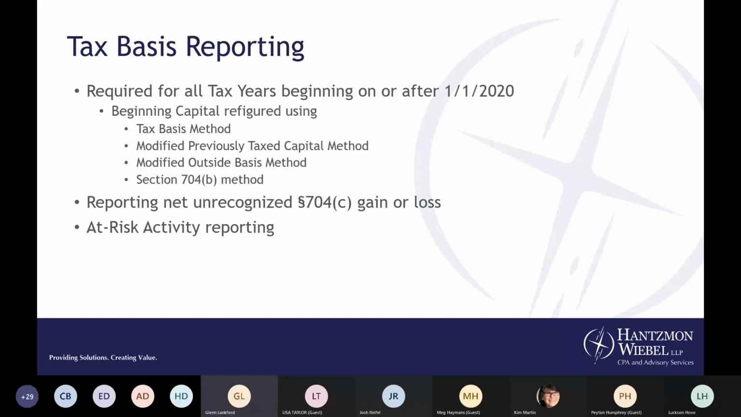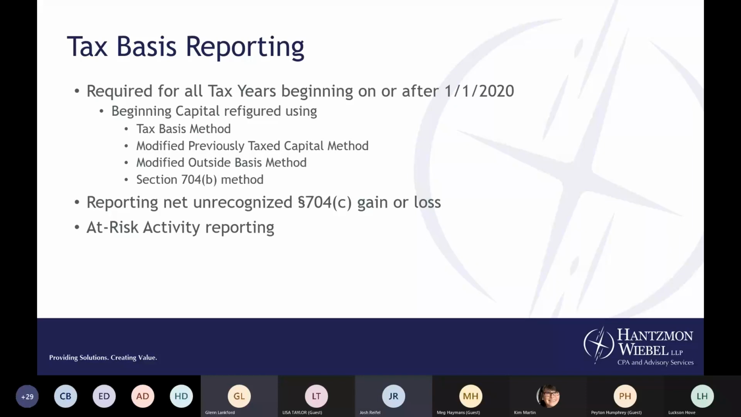And just highlighting a couple of things that Josh mentioned about the different methods. The outside basis method that he mentioned would be used in a case where the partnership, for whatever reason, can't determine from its own books and records what a partner's tax basis is. The partnership can actually rely on information provided by the partner as to what their tax basis is, their outside basis, from which they would subtract or take into account 743B basis adjustments and partnership liabilities.